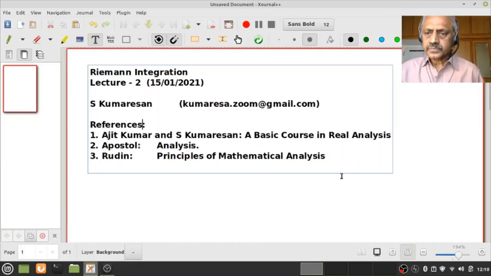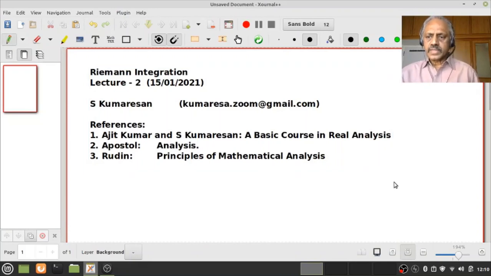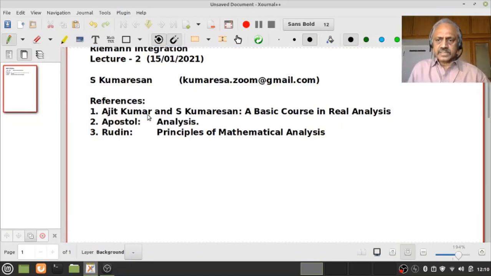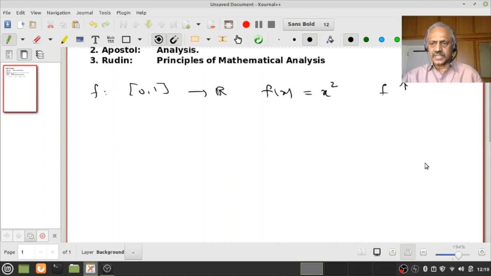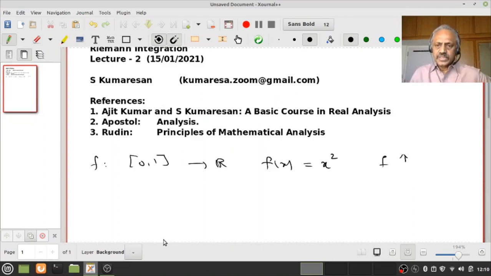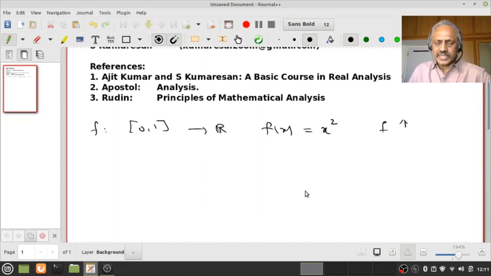Right. Let us look at, do you remember I left one easy exercise, namely let's look at f from 0 1 to R, where f of x equals x squared. Then this is an increasing function. We had looked at an abstract increasing function. Let us try to see whether we can do it with respect to this specific one. And we want to find some notion of integral of this.